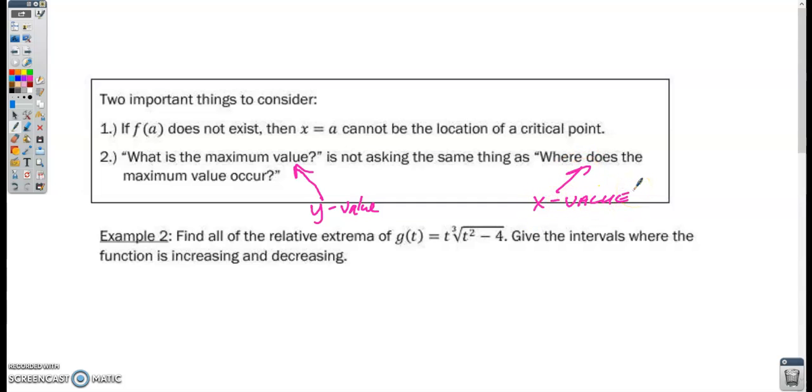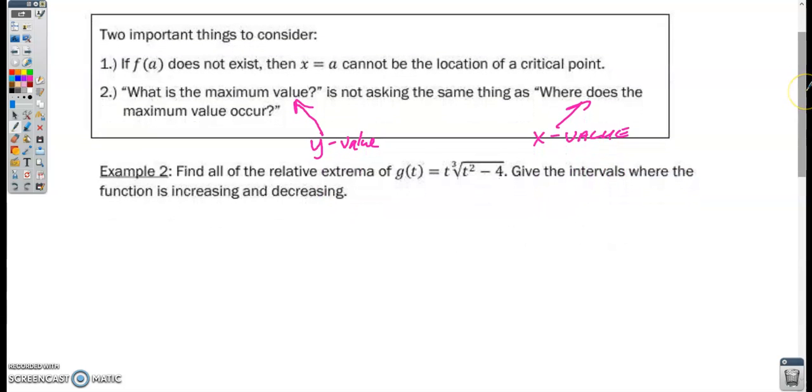All right, this problem should look familiar. Find all the relative extrema of g of t equals t times the cube root of t squared minus 4. Give the intervals where the function is increasing and decreasing. In the last lesson, we found the derivative of this. We found g prime of t is equal to 5t squared minus 12 over 3 times the quantity t squared minus 4 to the 2/3.